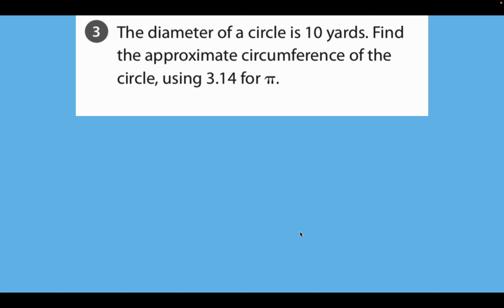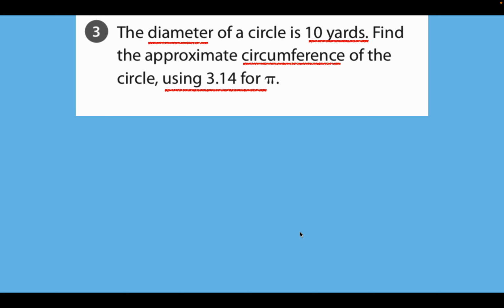Alright, so we're going to look at this one. The diameter of a circle is 10 yards. Find the approximate circumference of the circle using 3.14 for pi. We know the diameter is 10 yards, and we want to find the circumference using 3.14 for pi.